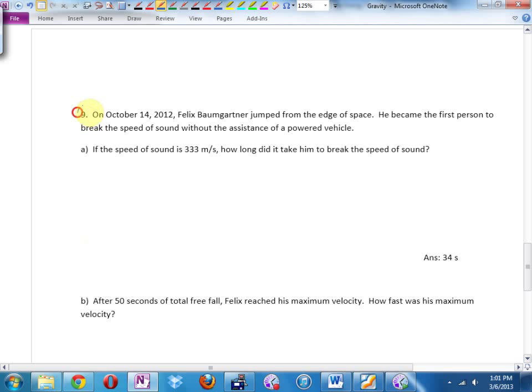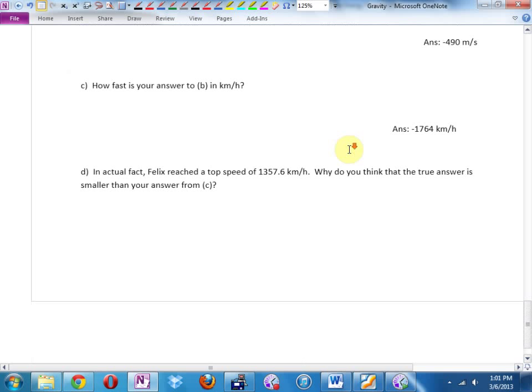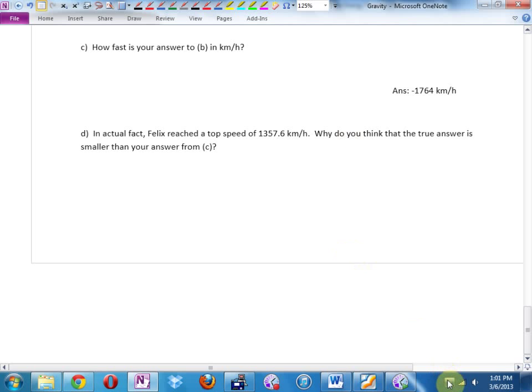But I have to do Felix Baumgartner's jump. I looked up these numbers, and these are accurate, by the way, in case you were wondering. On October 14th, 2012, Felix Baumgartner jumped from the edge of space. If the speed of sound is 333 meters per second, how long did it take him to break the speed of sound? When he jumped, what was his initial velocity when he was standing on the edge of his capsule? 0. Just like when I jumped out of an airplane. I mentioned I jumped out of an airplane. And, yeah. There's your homework.